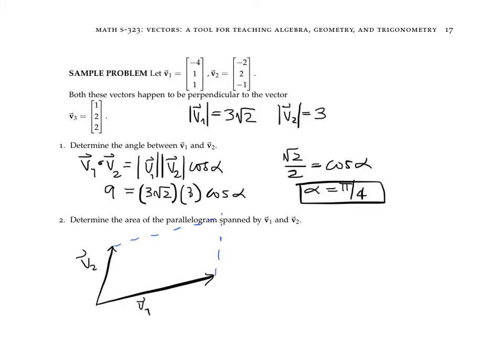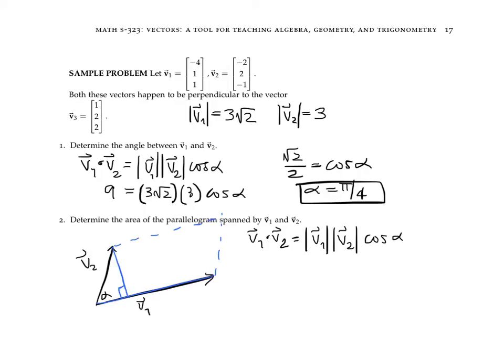Well, the area of a parallelogram is the length of the base times its height. We already have a base here. That's going to be like our v1, and then we need this height here. So we need to use the dot product to fiddle around with it. All right, so we know the definition of the dot product is v1 dot v2 equals the magnitude of v1 times the magnitude of v2 times cosine alpha, where alpha is the angle between these.